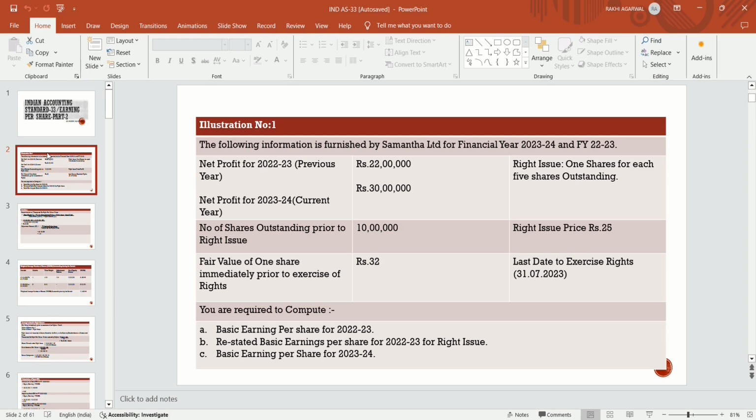Fair value of one share immediately prior to the exercise of rights: the last date to exercise the right is 31st July 2023, and on 30th July 2023, prior to the exercise of rights, the fair value of one share is rupees 32. The entity offers the right issue price of rupees 25 and issues one share for every 5 shares outstanding. The person holding 5 shares will get one right share at a discounted price of rupees 25. You are required to calculate the basic earning per share for 22-23, restated basic earning per share for 22-23 for the right issue, and basic earning per share for 23-24.